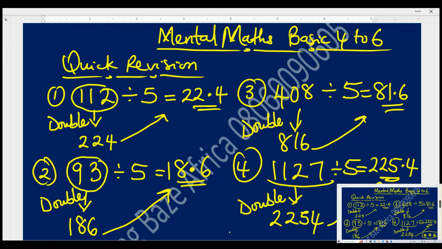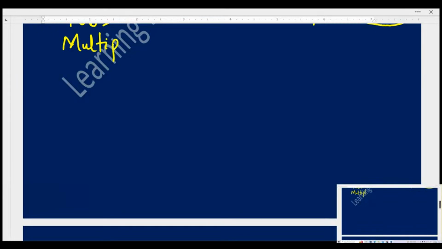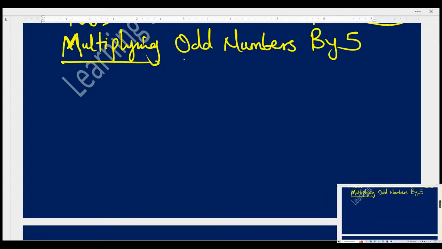Okay, so let's begin with what we have to do today. Multiplying odd numbers by 5. You know, we have just concluded how to divide numbers and even numbers by 5. Let's start with multiplying odd numbers by 5. How can we do this mentally? Anytime you want to multiply a number by 5, you need to determine if the number is an even number or the number is an odd number. Now, what are odd numbers?